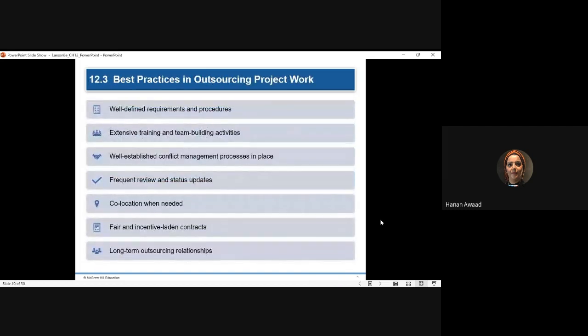So there are, of course, some best practices, because we've been doing this for many years. You need to define the requirements and the procedures very well. That's why sometimes we consider procurement a sub-project in the main project, because it has so many criteria, so many inputs and so many elements that it's big.